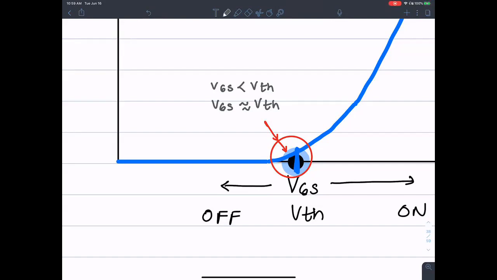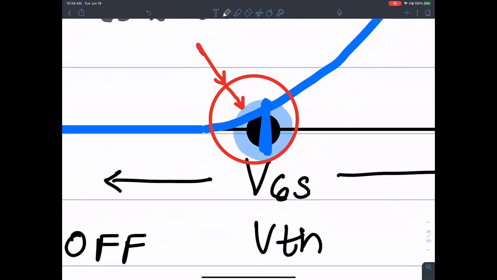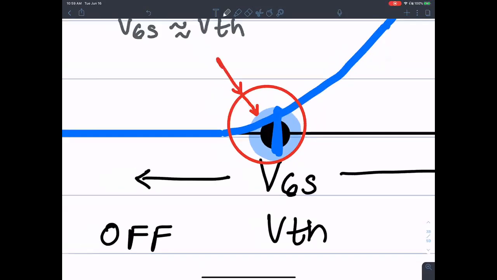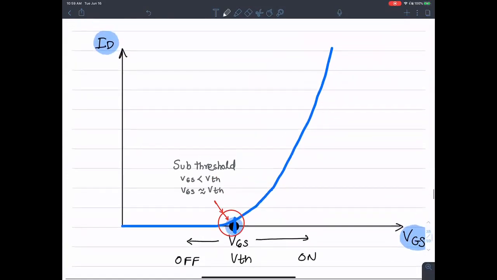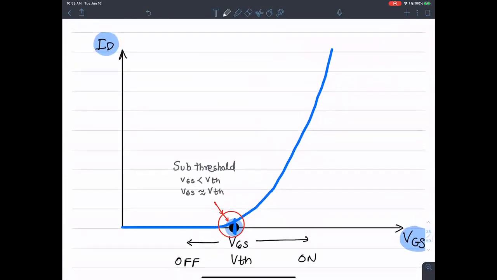What's that region of operation called? I'm talking about this area where the current really should have been zero, and I should not expect to see any current. But like I mentioned, it's somewhere in between on and off. It's not quite off, it's not quite on. There is some leakage current.